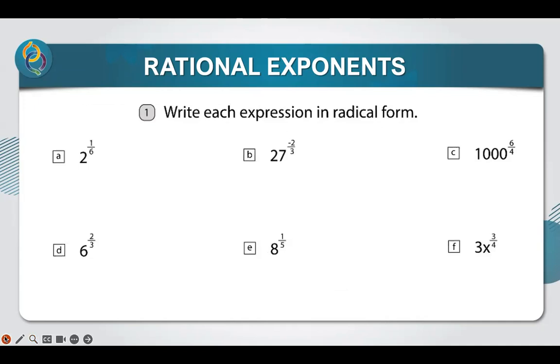Right? Okay. So let's write this expression in radical form. How do we write 2 to the 1/6? What is that? 2 to the 1/6 can be written as the square root of 2? What will I put here? Whatever is in the denominator, that would be the 6. So that's a 6th root of 2.